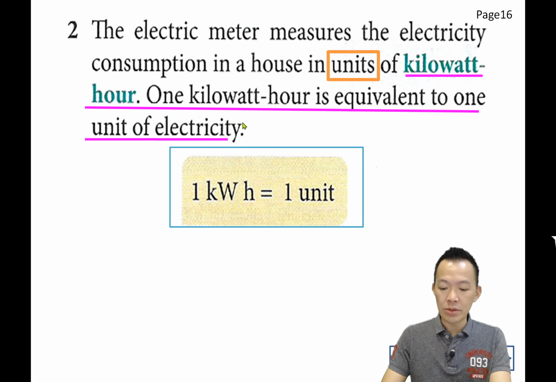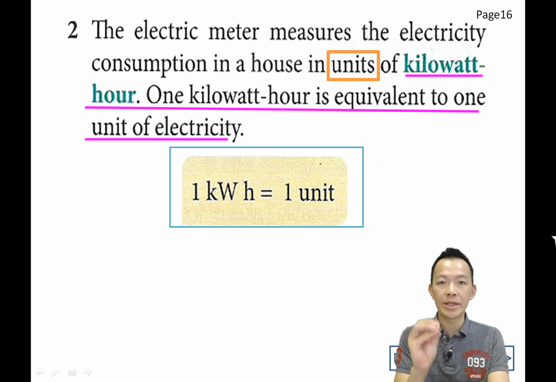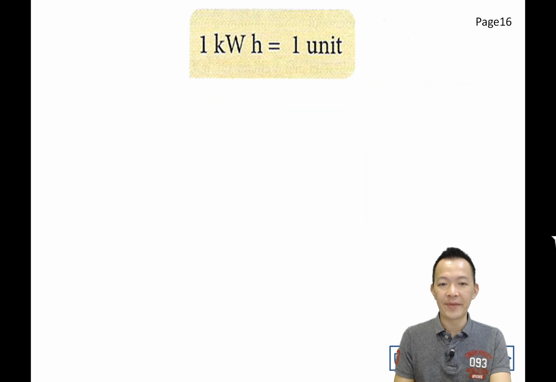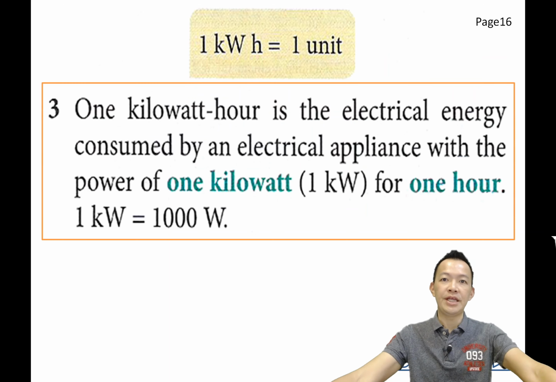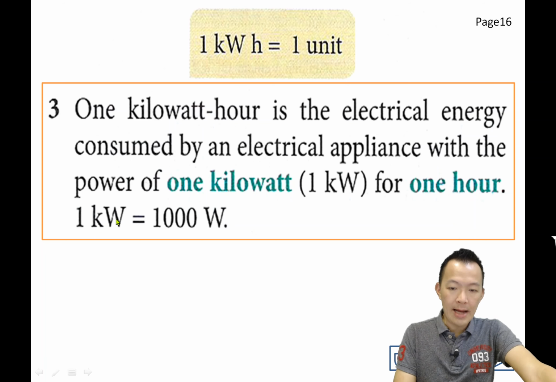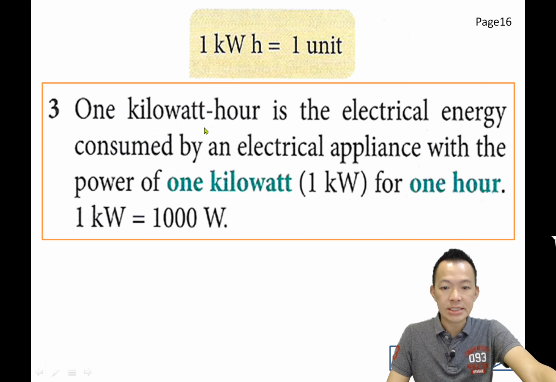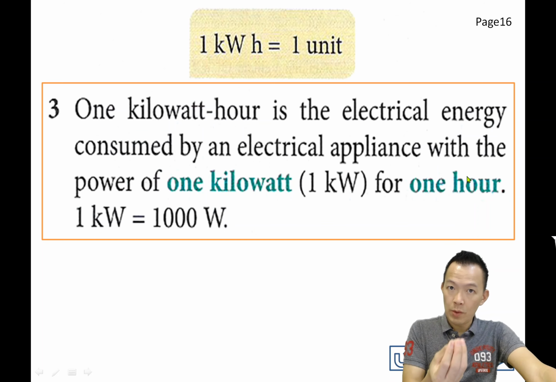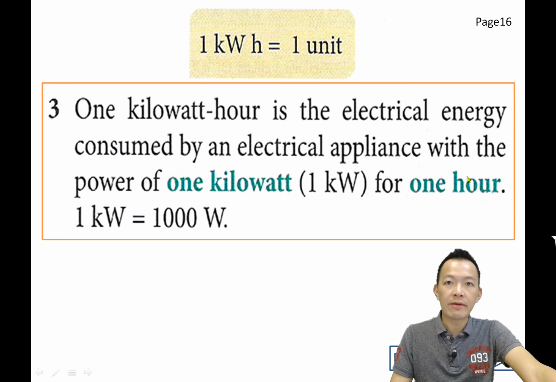So what's mean by 1 unit for TMB? TMB 的一个单位是什么单位呢? 1 kilowatt hour. Okay, but what's mean by 1 kilowatt hour? 1 kilowatt hour 是什么意思呢? Okay, so sentence number 3, 第三句话来了. So 1 kilowatt hour is an electrical energy consumed by the electrical appliance with the power of 1 kilowatt for 1 hour. So what's mean by 1 kilowatt hour? 1 kilowatt hour equal to 1000 watt for 1 hour.